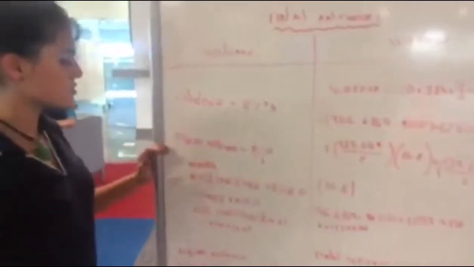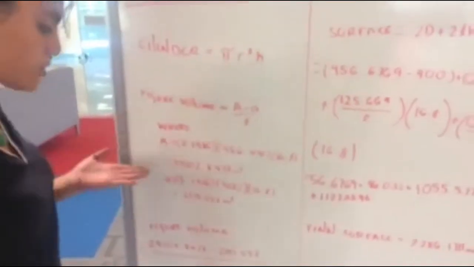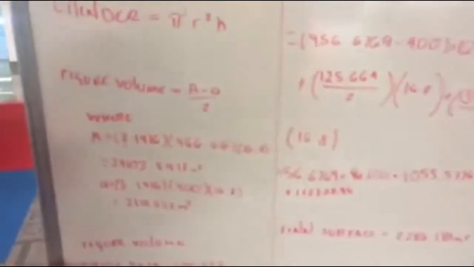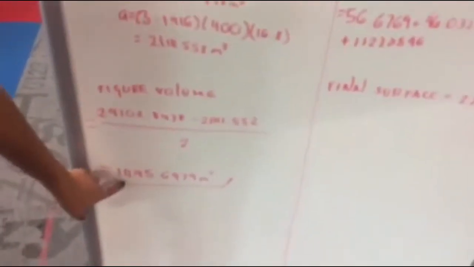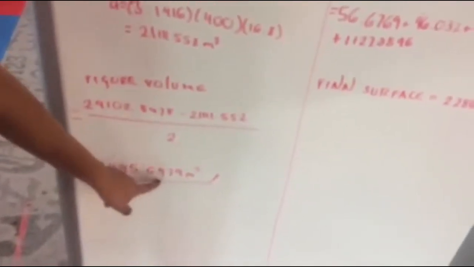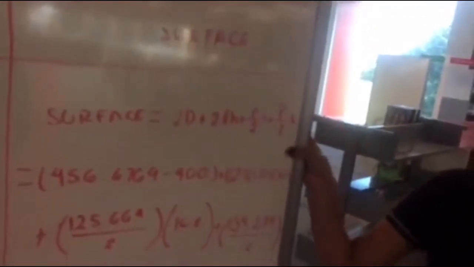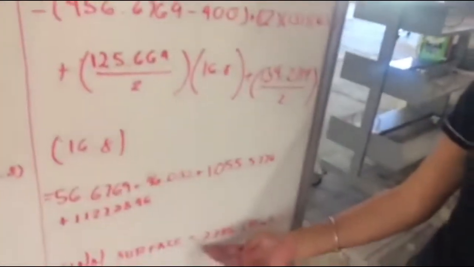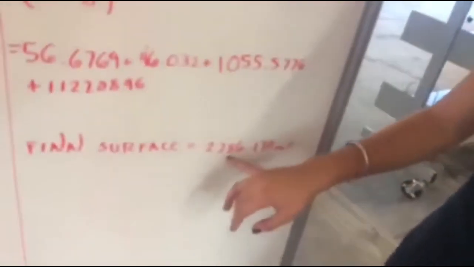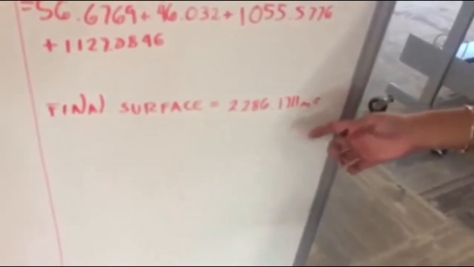Our final answers consist in this. Our volume equals the difference of our two imaginary cylinders' areas over 2. After multiplying and doing the difference, our final answer is 1,495.6479 meters cubed. And our surface equals the equation we said before. Developing this, our final surface gives us 2,286.1711 meters squared.